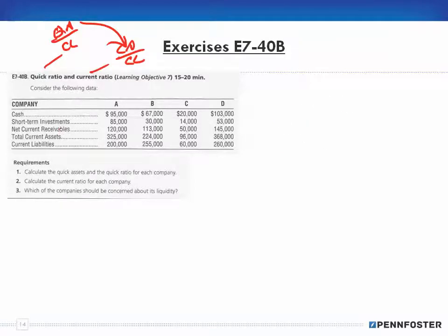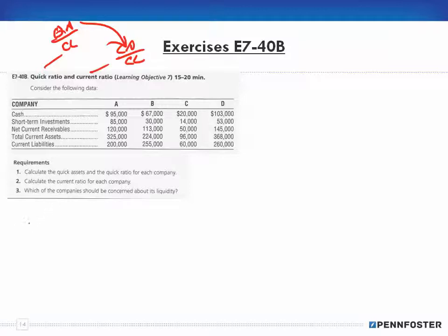Then we have the net current receivables, and then total current assets, and then our current liabilities. So calculate the quick assets and the quick ratio for each company, and then calculate the current ratio for each company, and then determine which of the companies should be concerned about its liquidity. Let's see how I want to do this. I'll just do the math down here. I'm going to scribble across the page, and when I run out of space, I'm going to erase.